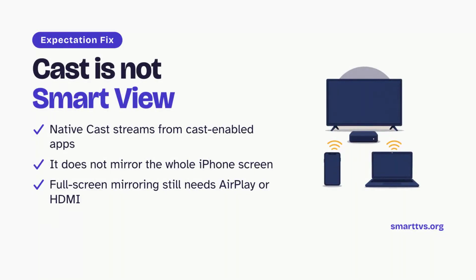Also, make sure you are looking for the right feature. Google Cast is app casting, not Samsung Smart View and not iPhone full screen mirroring. It sends video from supported apps. If you expected your whole iPhone screen, Cast can be working correctly and still look wrong.